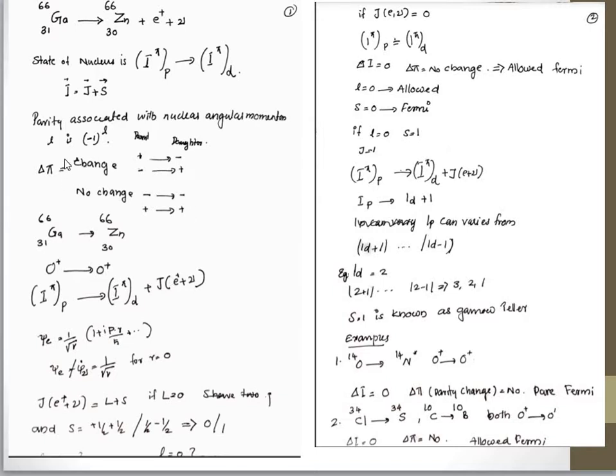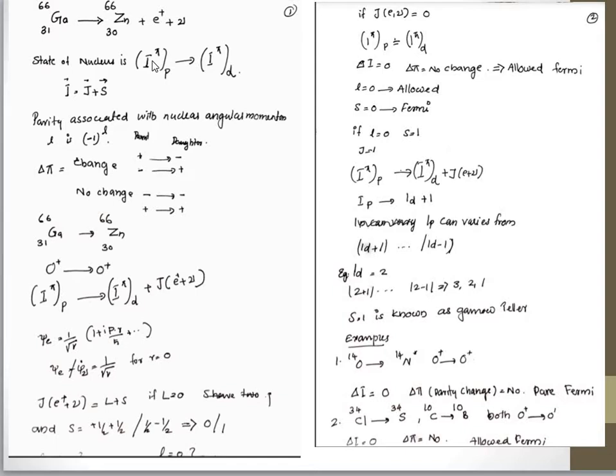Either the nucleus will have a positive parity or a negative parity. There are two choices, positive parity plus and negative parity minus. Parity positive means they look similar after mirror reflection, and parity negative means the particle and its image are different, so it has negative parity.